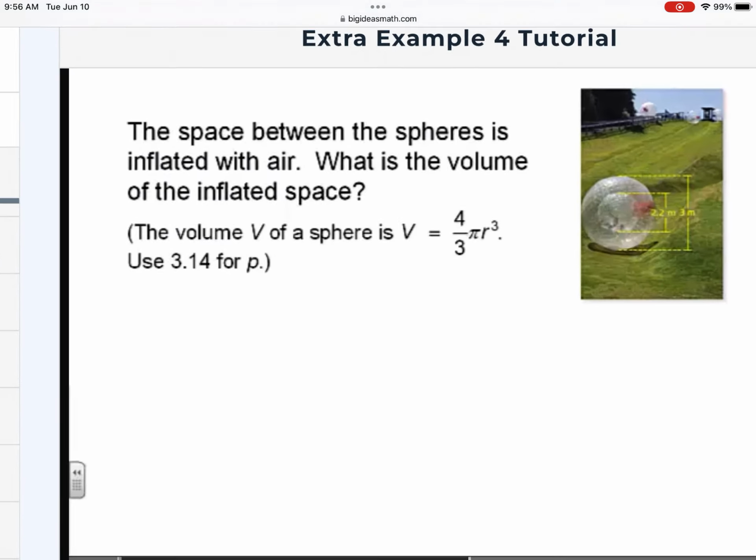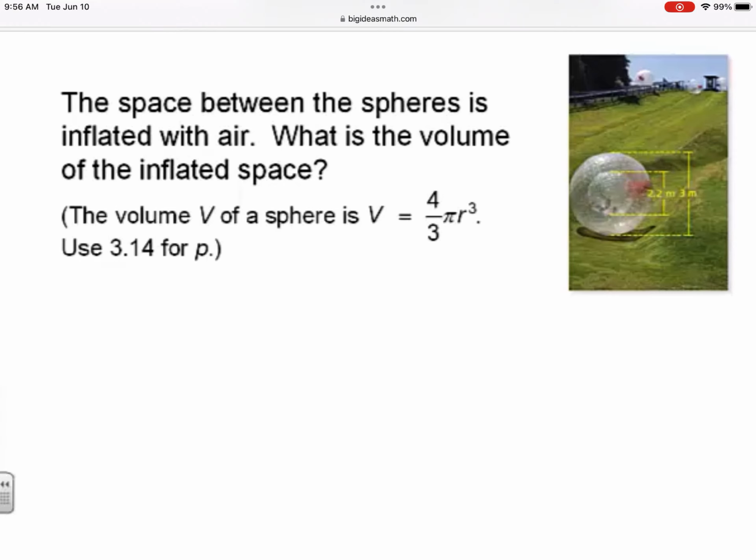between the spheres is inflated with air. What is the volume of the inflated space? The problem is talking about the sphering ball shown here in the picture. The sphering ball consists of an outer sphere and an inner sphere. The inner sphere is where a person rides, and the space between the inner sphere and the outer sphere is inflated with air, and we need to find the volume of that air.